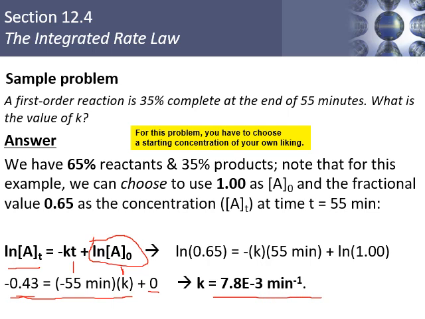Now, why did we get a negative number here when we took the logarithm of 0.65? Does anybody know? Well, the answer is, if the logarithm of 1 is 0, and the logarithm of a number that's greater than 1 is a positive number, then the logarithm of a number less than 1 is negative. And 0.65 is less than 1. So you can check yourself as you do your own problems. If you're taking either the base 10 log or the natural logarithm of a number that's less than 1, it should be a negative number. Okay, next slide.